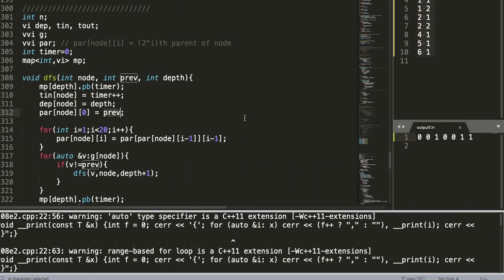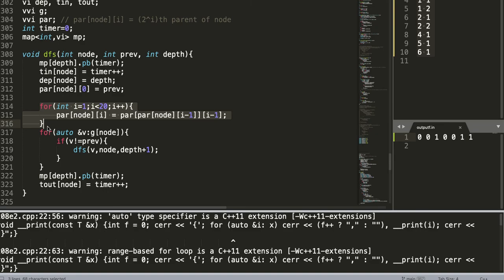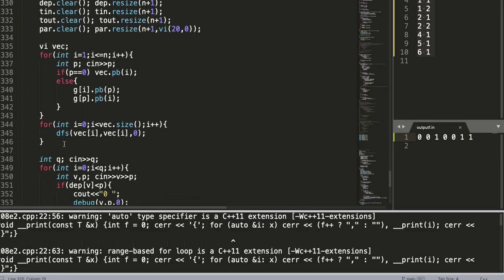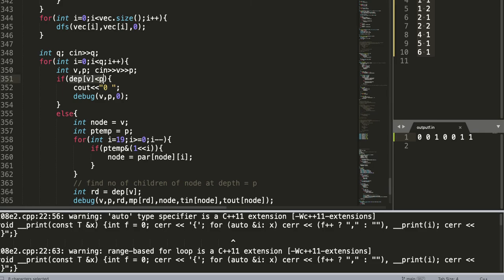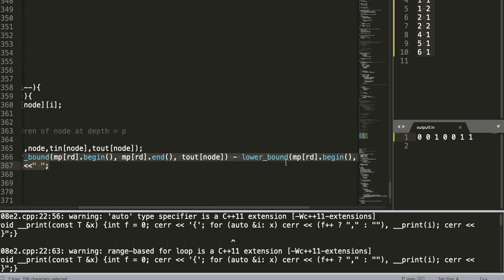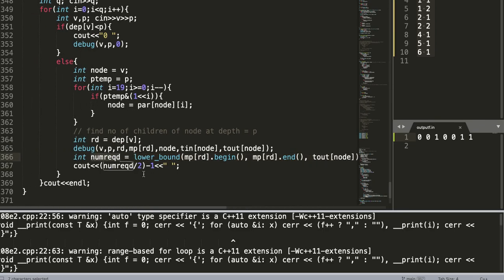Yeah, so again moving on to the code. This is the code, the same formula we discussed. This is DFS, moving on to the neighbors. Once we've done this, if depth is less than p, we need to output 0. Otherwise, find node is basically the ancestor we were talking about. RD is the required depth, and this is the number of nodes times 2 that are present at depth d in the subtree of ancestor, and we need to report this answer.